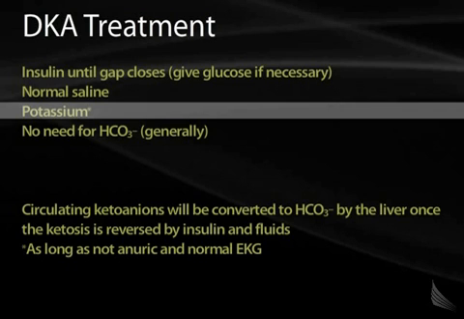In DKA, there's generally not a need for bicarbonate, because once insulin is given, the ketones that are present will be converted through the Krebs cycle into bicarbonate. The administration of bicarbonate can often lead to a metabolic alkalosis rather than simply correcting the acidosis.